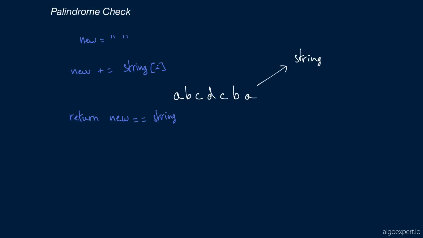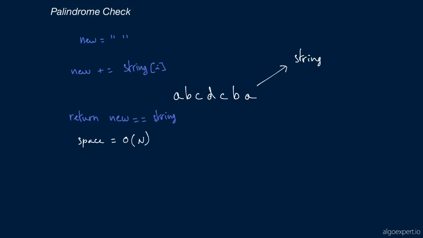Well, the space complexity should be pretty straightforward. It's going to be O of n, where n is the length of our input string. And why is it going to be O of n? I'll write it here. It's going to be O of n because we're basically creating a new string of the same length as our input string. So O of n, pretty straightforward.